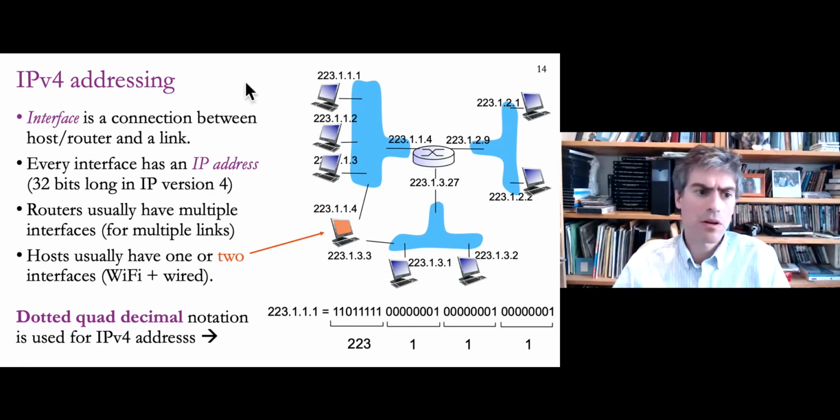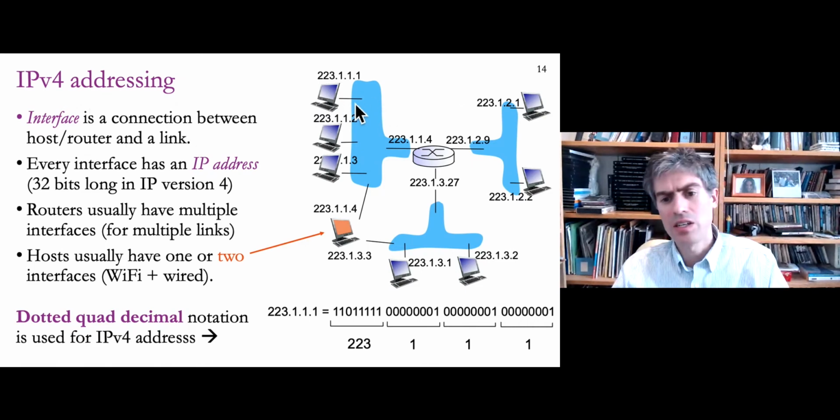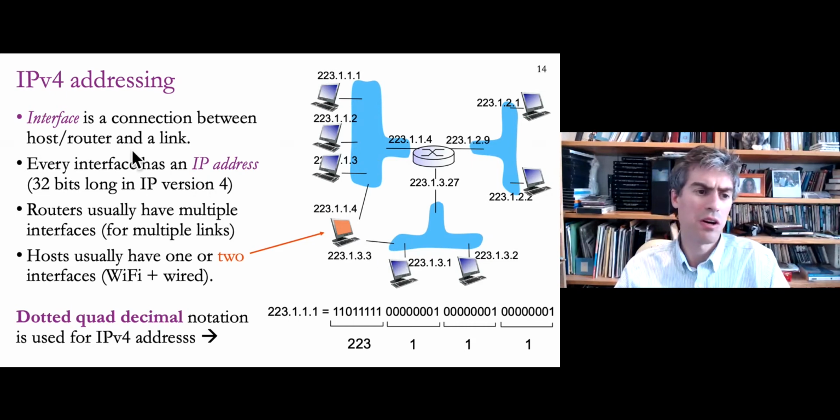On an IP network, we refer to the connections, the computers, as interfaces. So every connection is an interface. A computer can have multiple connections. That's why we distinguish between hosts and interfaces, because a single host can have multiple interfaces. This pink, orange machine down here has both a wired and a Wi-Fi interface.